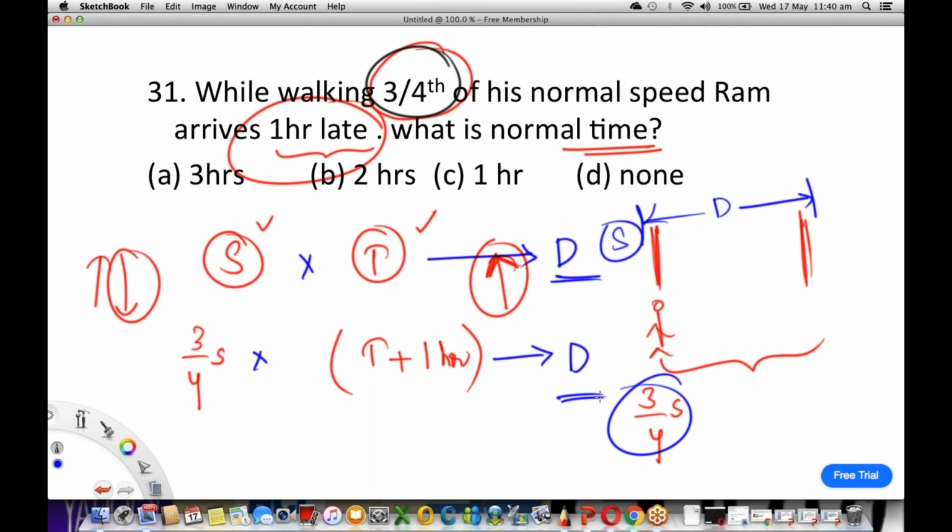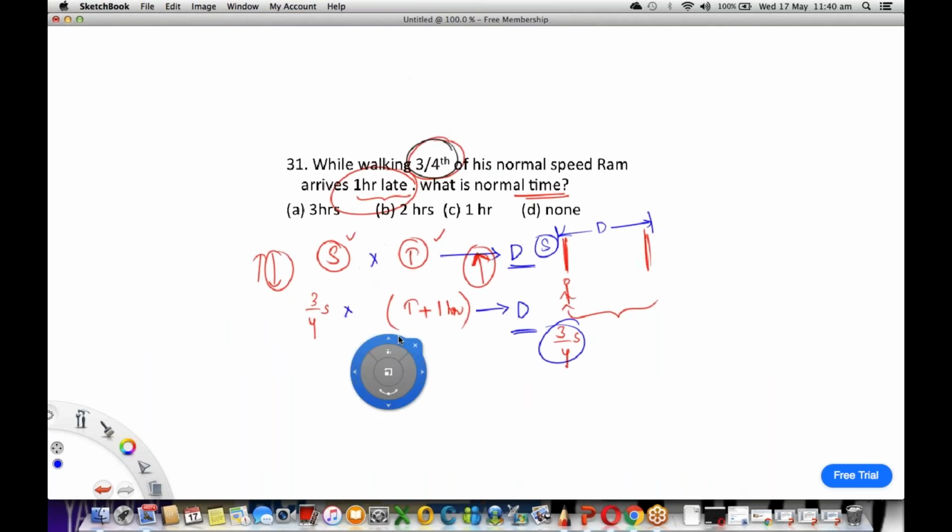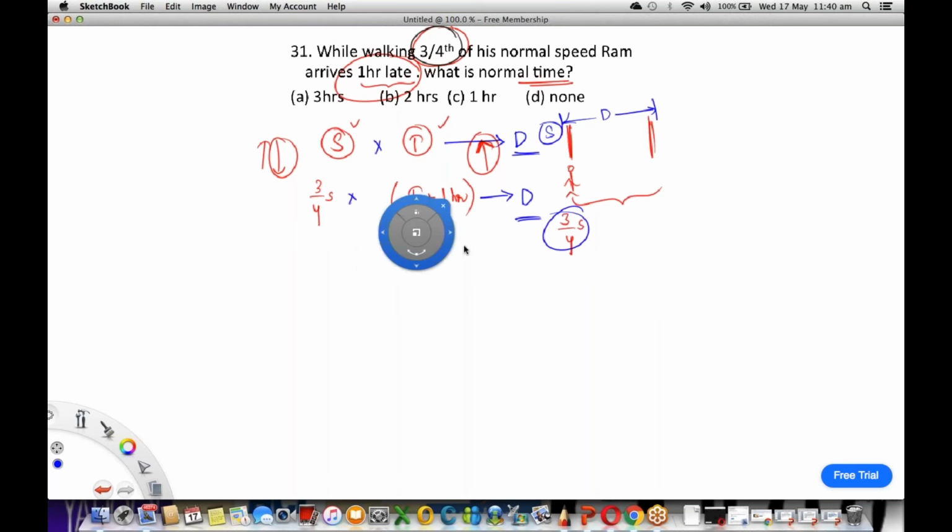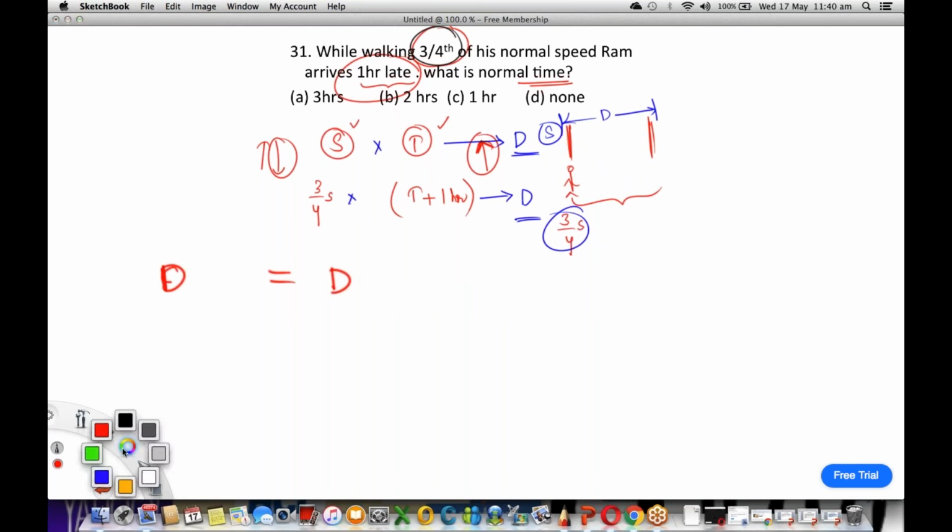Whatever the distance traveled the first time, that should be equal to the distance traveled in the second case. So what is the distance traveled in the first case? It is nothing but speed into time. So the distance traveled in the first case must be equal to the distance traveled in the second case. First case distance is speed into time, I'm just simply taking it as s into t.